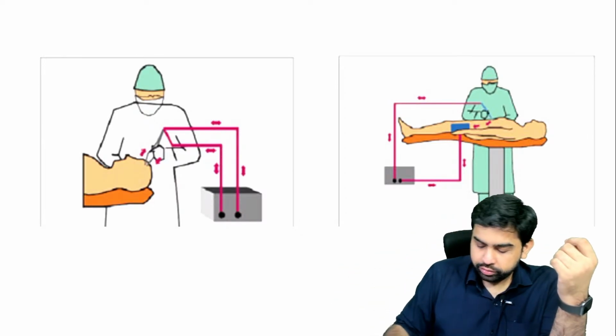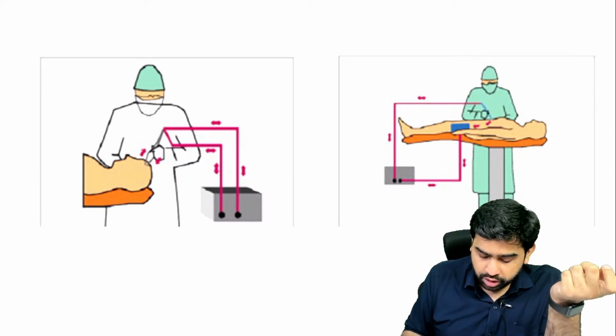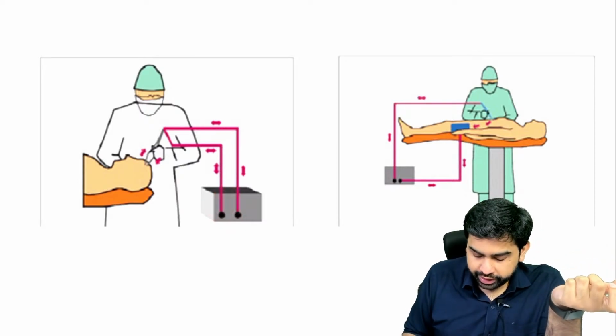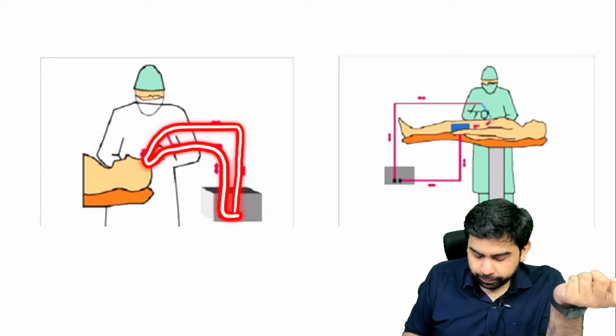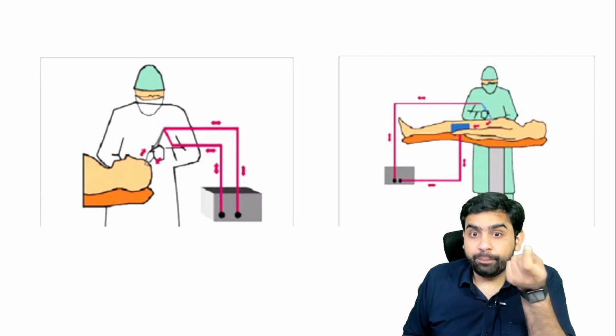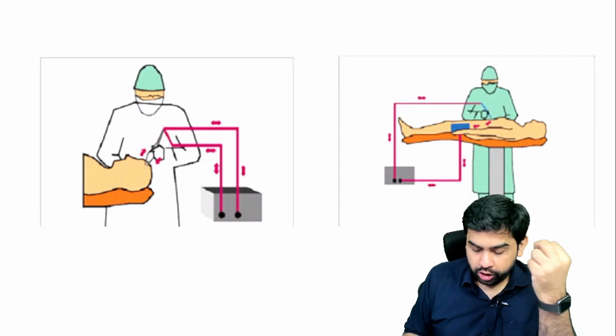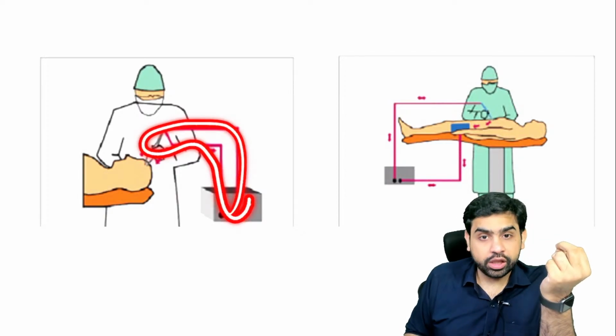Let's assume that this is a cautery machine. What you need to understand is that the current needs to travel from this cautery machine into the instrument, and then it has to come back also. If you have a bipolar cautery, which has two poles, that circuit is going to get completed.